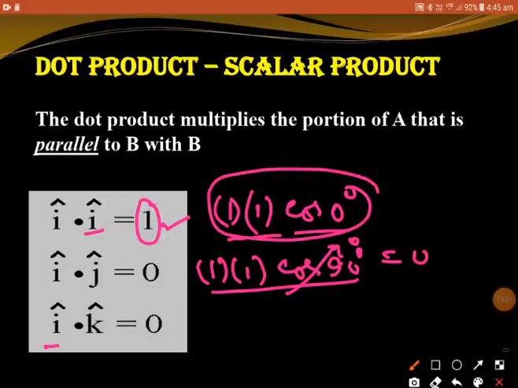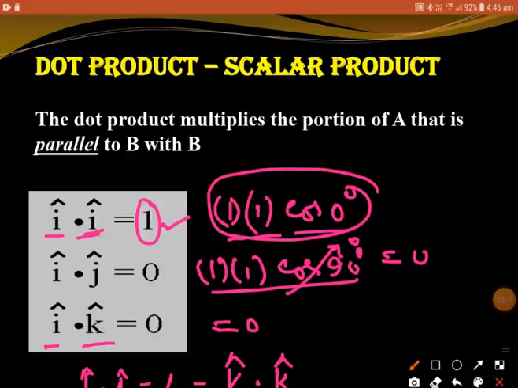Like that, i cap dot k cap will also be the same. This is the unit vector along the x-axis and the unit vector along the z-axis. The angle between the x-axis and z-axis is 90 degrees, so cosine of 90 degrees will again become 0. So that means i cap dot i cap is equal to 1. Similarly, j cap dot j cap will also be equal to 1, and k cap dot k cap will also be equal to 1.